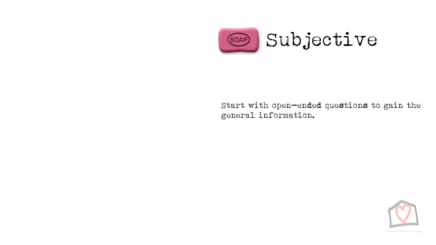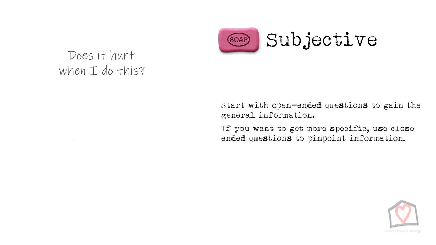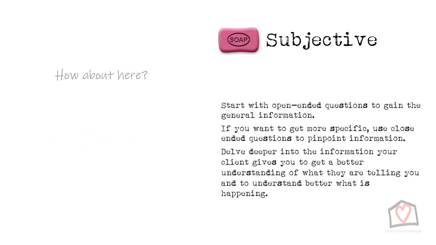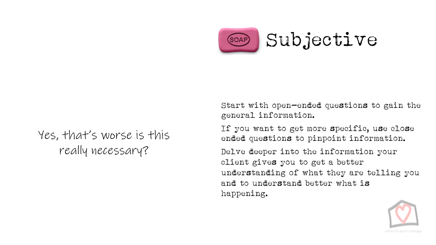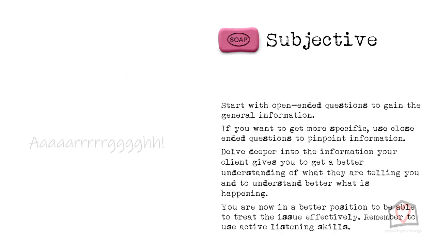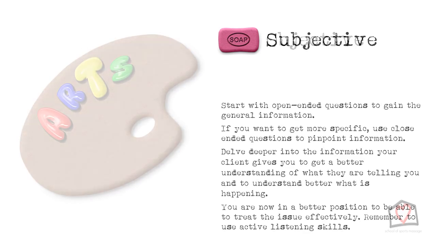As before, start with open-ended questions to gain the general information. Then if you want to get more specific, use close-ended questions to pinpoint information. You will need to delve deeper into the information your client gives you to really get a better understanding of what they are telling you and to try and understand better what is happening. You are then in a better position to be able to treat the issue effectively. As you did in Level 3, always remember to use active listening skills.